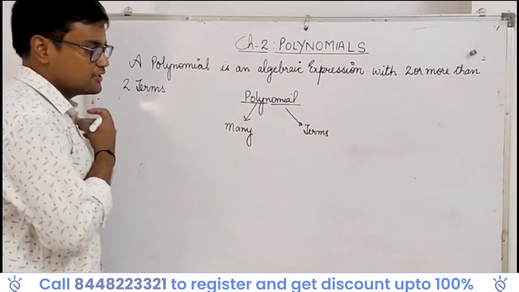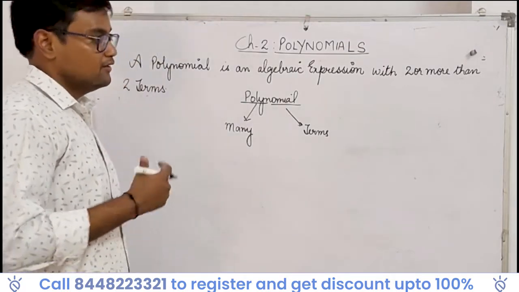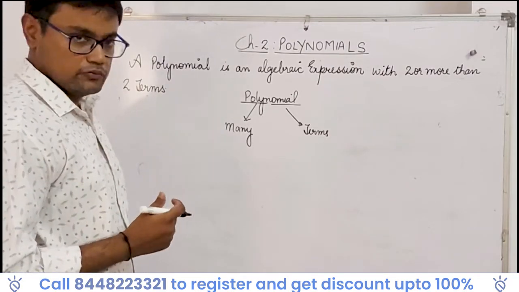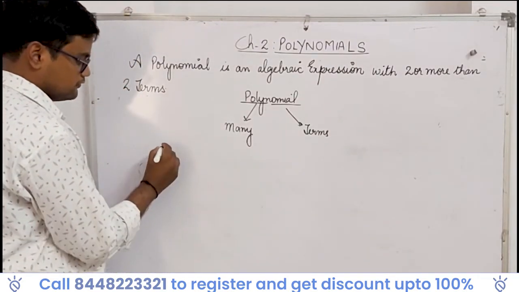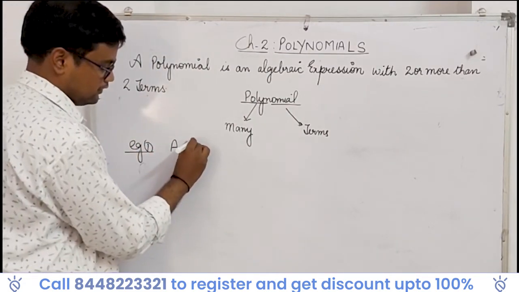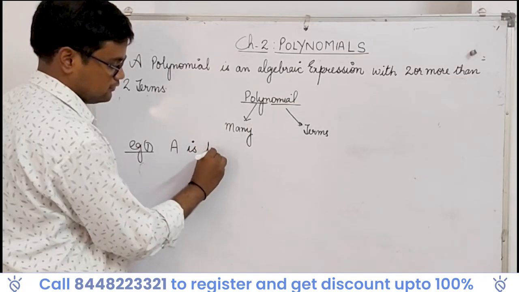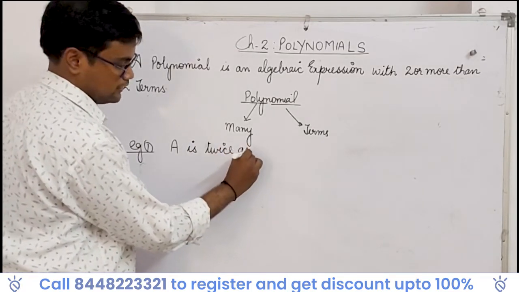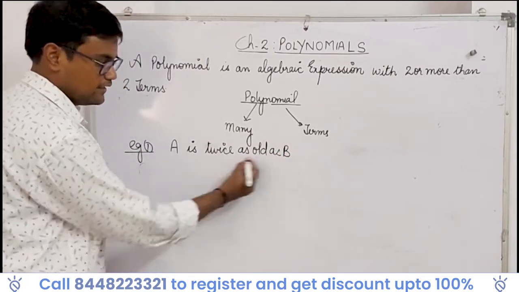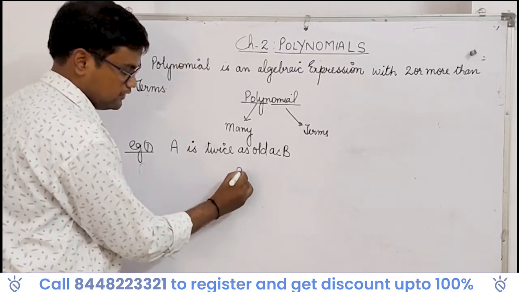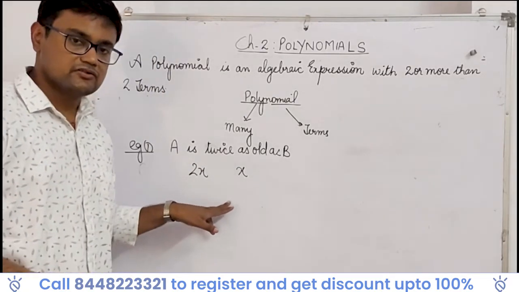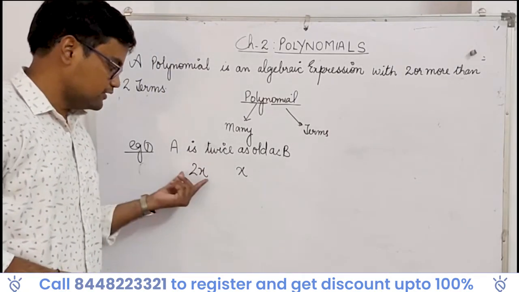Okay, children. After studying this, we have to take up where this particular branch of mathematics is used. Let us talk about some examples. Example number 1: let us say that A is twice as old as B. So what will you do to make an expression for it? You will write B's age as x and A's age as 2x. So what are x and 2x? Algebraic expressions. What is 2x? Monomial.